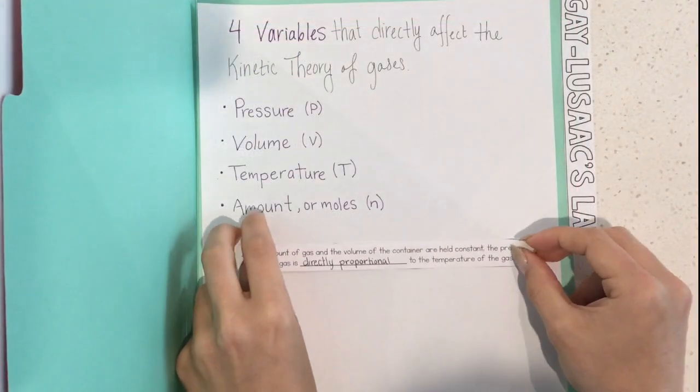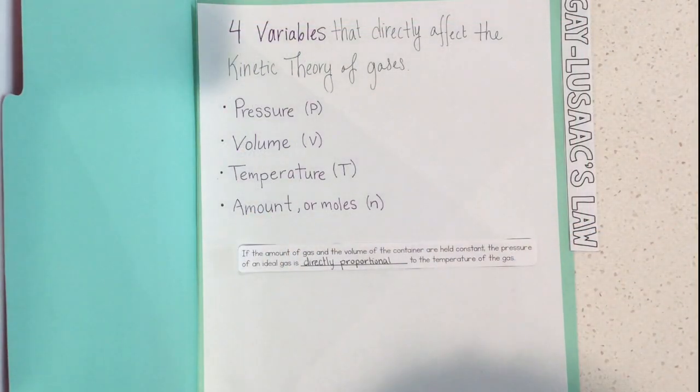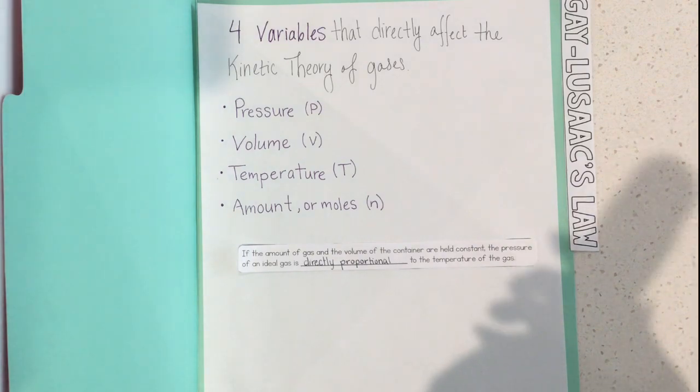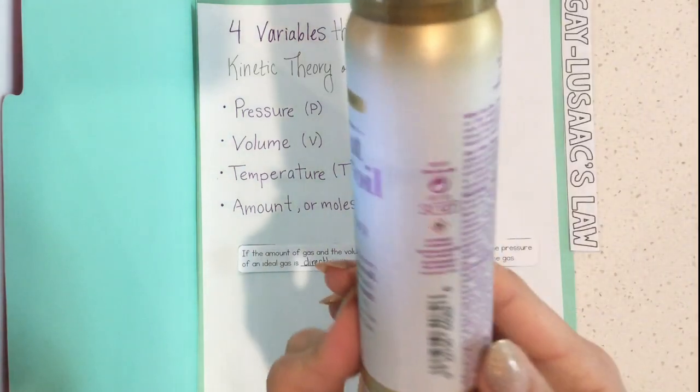Gay-Lussac's law tells us if the amount of gas and the volume of the container are held constant, the pressure of an ideal gas is directly proportional to the temperature of the gas. Gay-Lussac explains something that you've seen before.